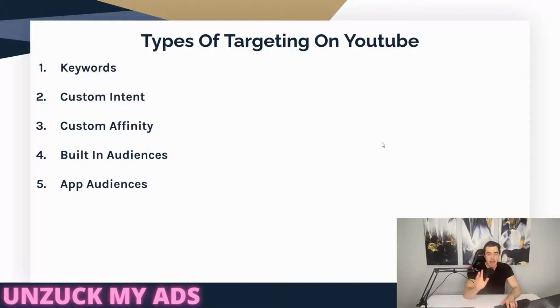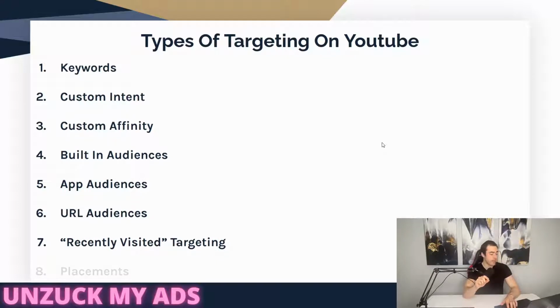Number 5, we have app audiences, which is where you choose apps from the Google Play Store and target people who use those apps. Number 6, we have URL audiences. 7, we have recently visited targeting. And number 8, and finally, we have placement targeting, my least favorite of them all, but we'll get into why.